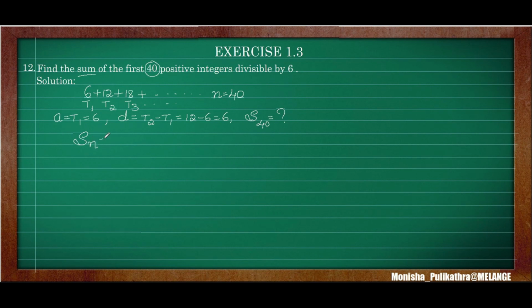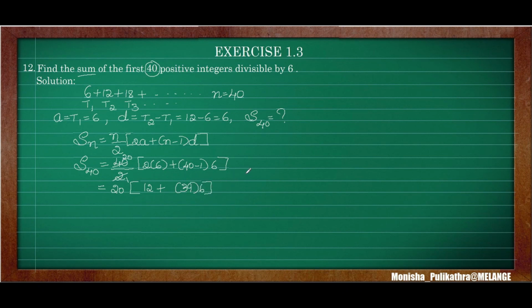First we apply the Sn formula. Sn is equal to n by 2 into 2a plus n minus 1 into d. Here n is equal to 40. So S40 is equal to 40 by 2 into 2a, a is 6, plus n minus 1, that is 40 minus 1, into d, which is 6. Now we divide: 20 into 2 sixes are 12 plus 39 into 6.